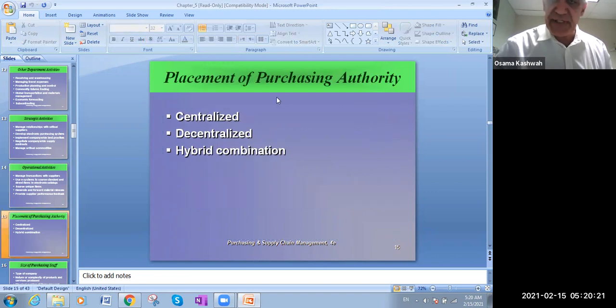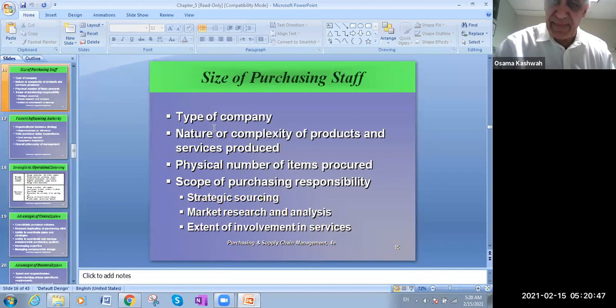Placement of purchasing authority. This is like when we talk about centralization, decentralization, and hybrid combination. Centralization means the points of decision making are in one hand. Decentralization means there is a distribution of the decision points, not only located in one hand but in more than one hand. Hybrid combination means in between both of them.